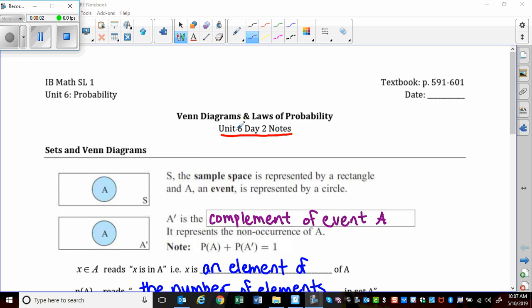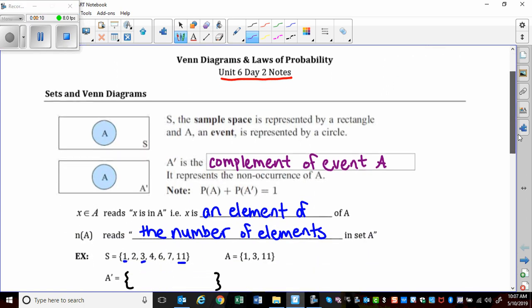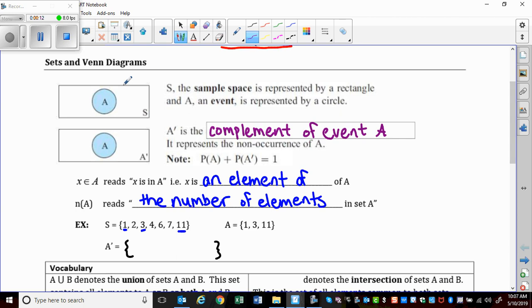Good morning. This is Unit 6, Day 2 Notes, and we're going to talk about Venn diagrams, laws of probability, and tree diagrams. So it says S is a sample space. That means that this big rectangle is our sample space, represented by this rectangle, and A is an event that we represent by a circle.